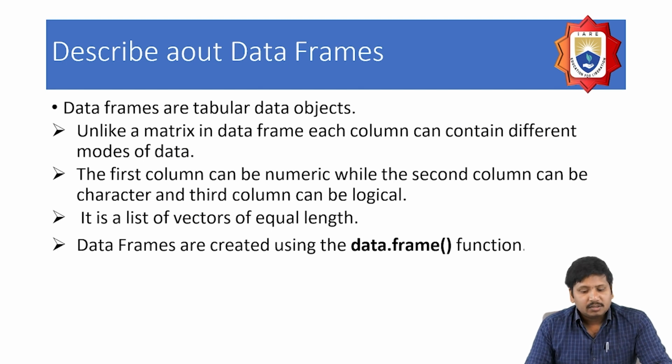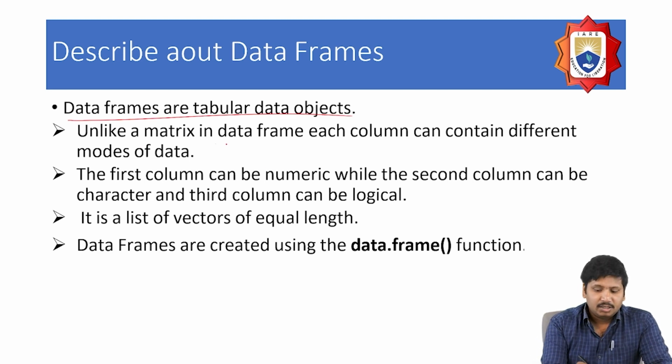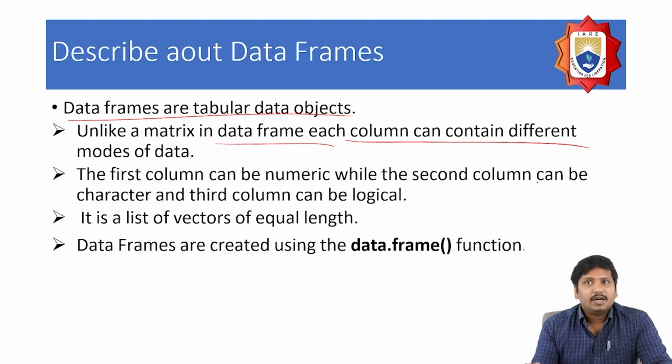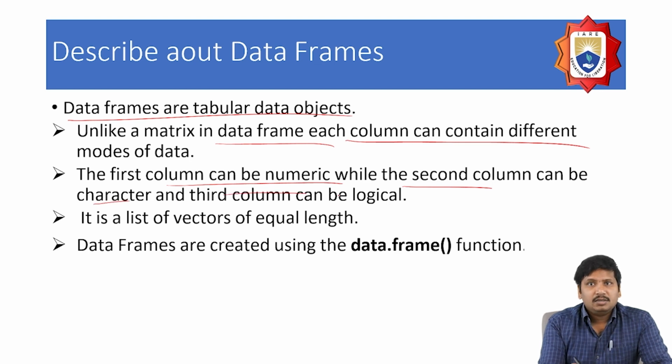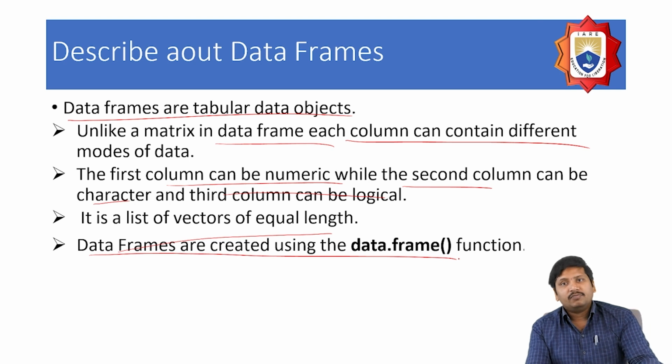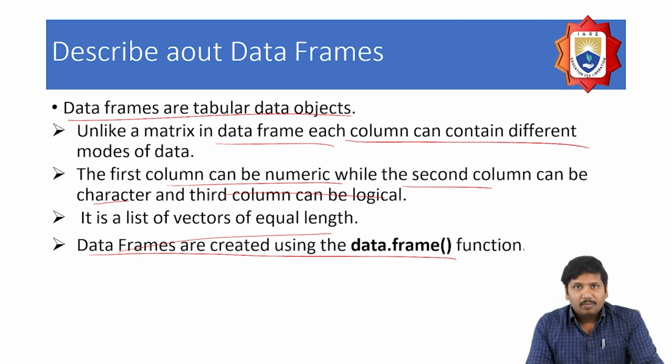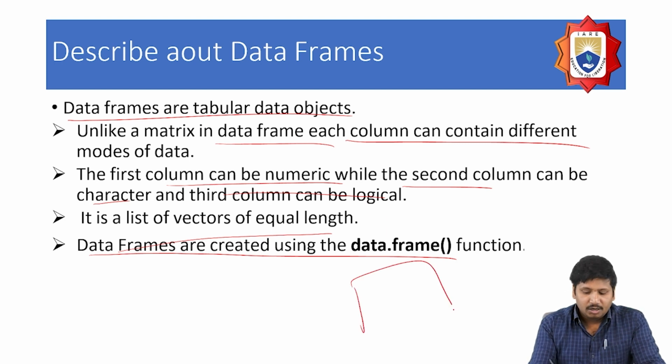And next one is, describe data frames. Data frames are nothing but tabular data objects. Unlike a matrix, in a data frame each column can contain different modes of data. The first column can be numeric, while the second column is character, and the third column is logical. It is a list of vectors of equal length, and data frames are created by making use of the data.frame function. So data frames are similar to tabular data objects.